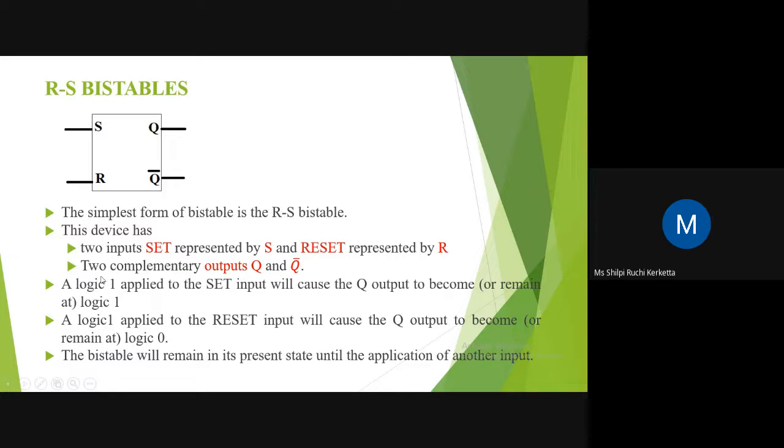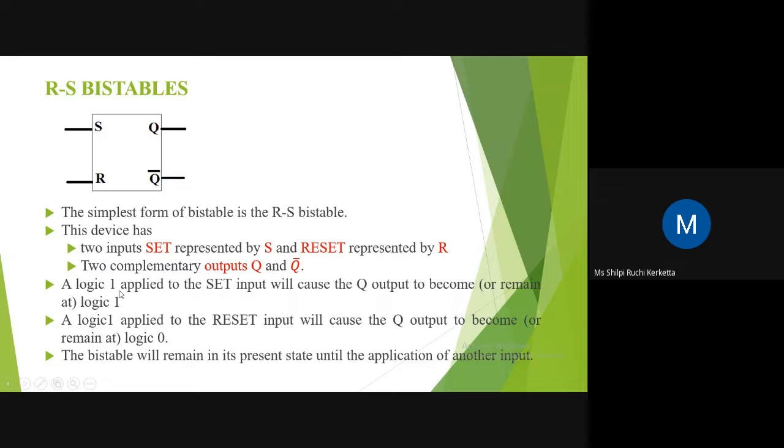Remember this, two complementary outputs are there, Q and Q bar. There is one rule that Q and Q bar should be opposite. If they are the same, then the circuit is completely wrong. Complement means opposite, or inverter. Whatever the value of Q, the value of Q bar should be opposite. If both are coming the same, it means that the circuit is wrong, or whatever the conditions of input are, that condition is wrong.